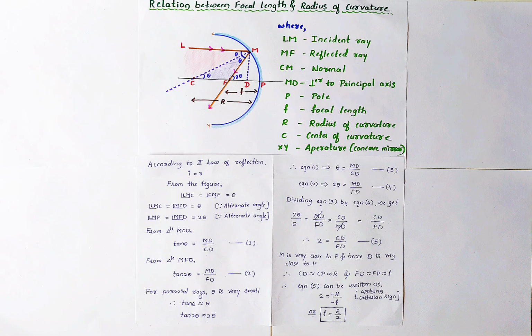In this derivation, I considered a concave mirror. If you want, you can take a convex mirror also. Again we can get the same result, that is F equals R by 2. But here I considered a concave mirror only because we can get a real and inverted image, and also converging of light takes place after reflection. So for that reason I considered a concave mirror. So the relation between focal length and radius of curvature is F equals R by 2. That is, focal length is half of the radius of curvature. So this derivation carries 3 marks.